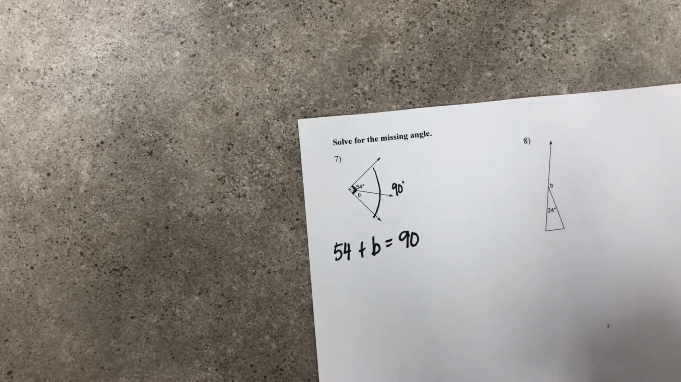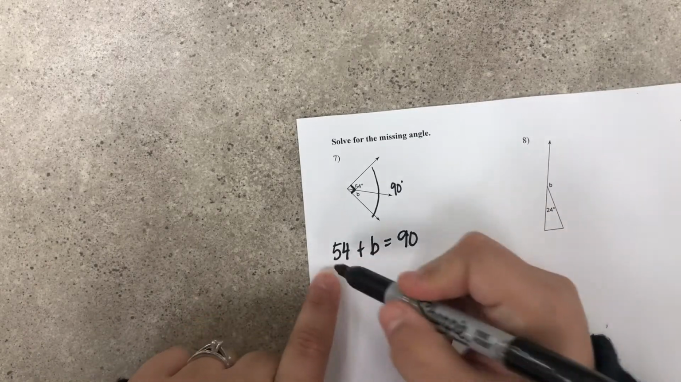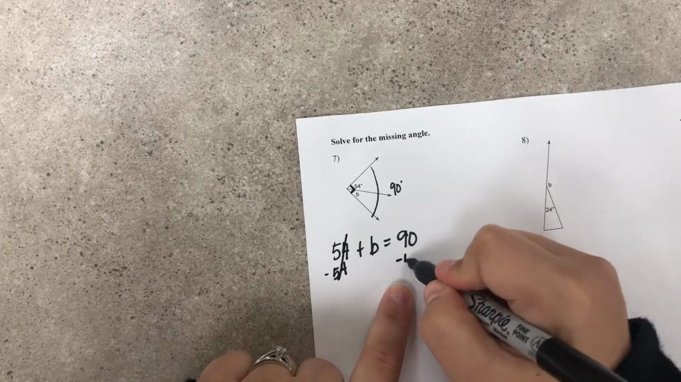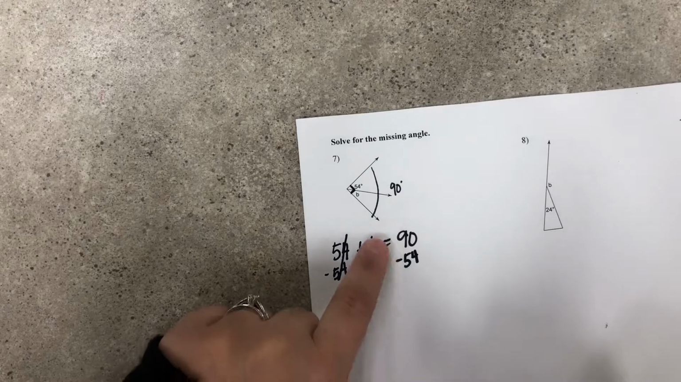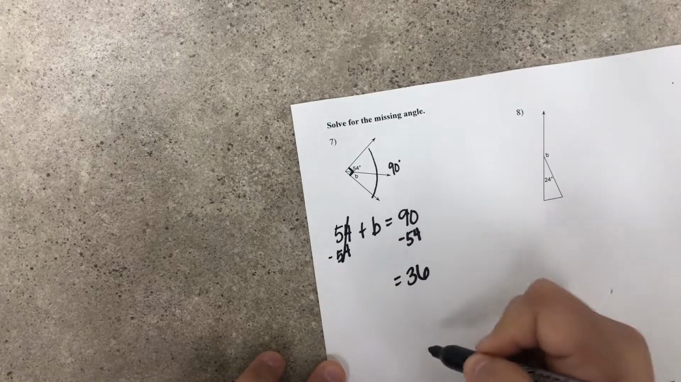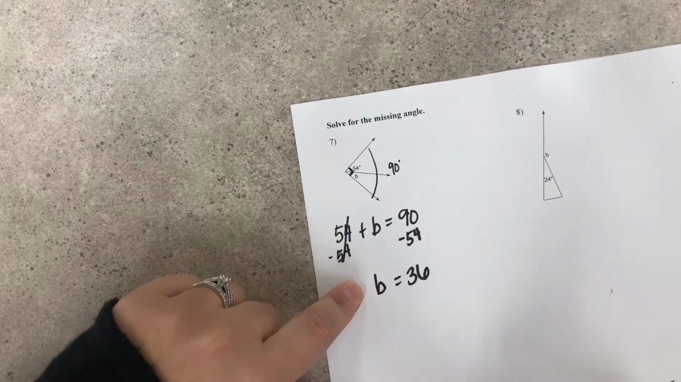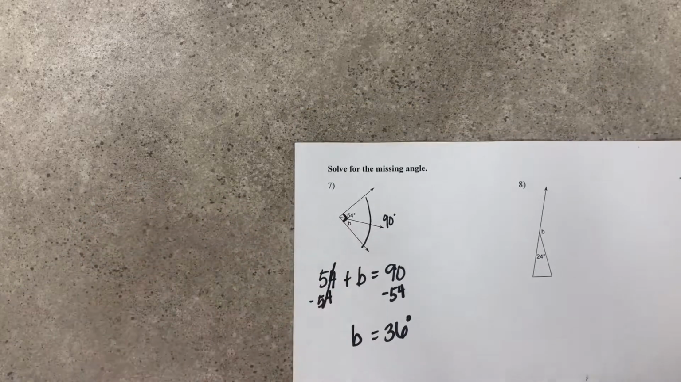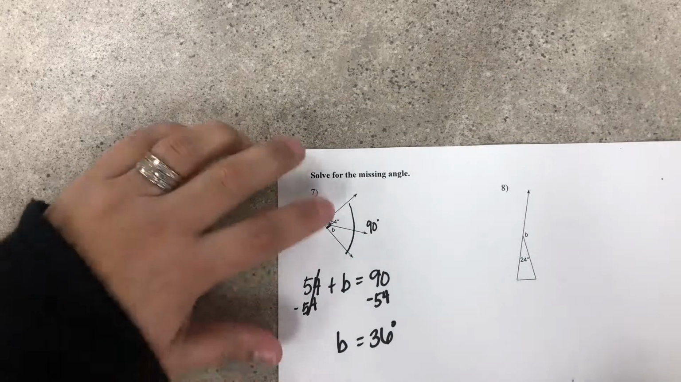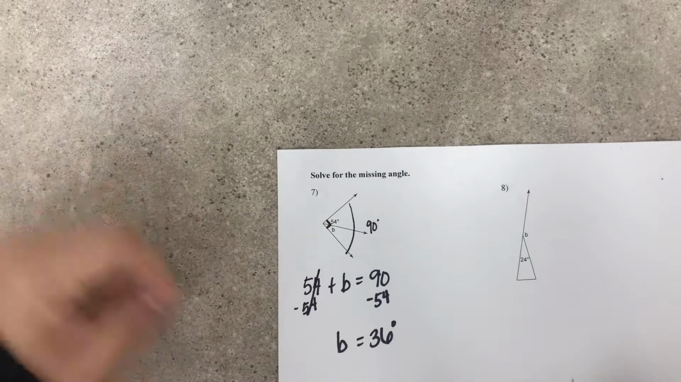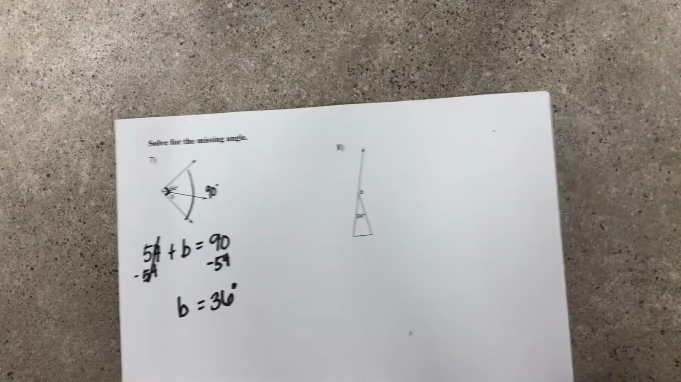And so then it just becomes a simple algebra problem, right? I need to solve for B, so I'm going to subtract 54. What I do to one side, I have to do to the other. And so 90 minus 54 gives me 36. On this side, I'm left with B. So this angle here, B equals 36 degrees. And we can check that by looking at it logically. Is angle B smaller than the angle that's marked 54? And it is, right? You can see that.